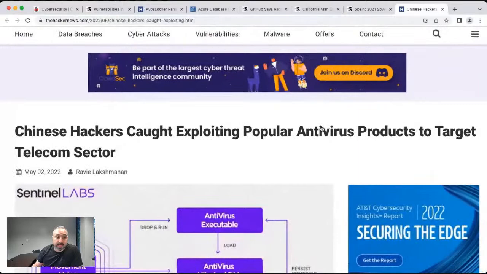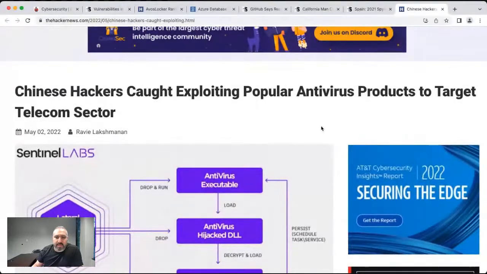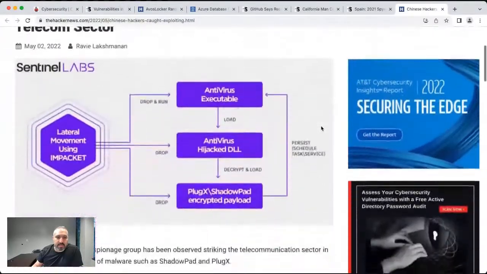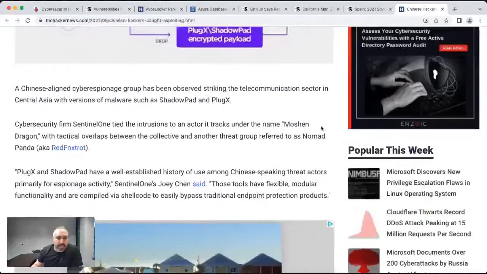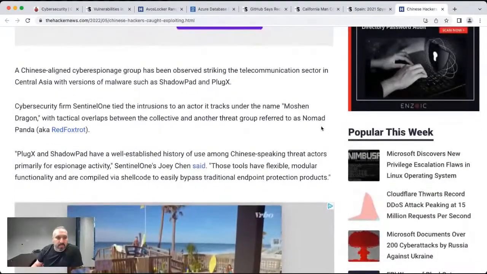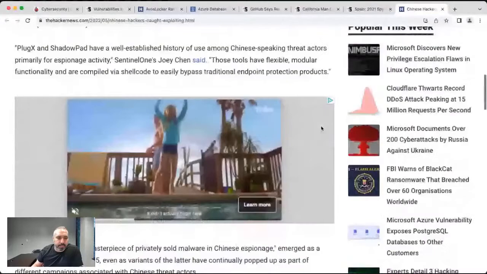And finally, China, back at it. We've been hearing so much about Russia. Well, China is caught exploiting popular antivirus products to target the telecom sector, according to SentinelLabs. A Chinese-aligned cyber espionage group has been observed striking the telecom sector in Central Asia with malware like ShadowPad and PlugX. SentinelOne tied the intrusions to an actor it tracks under the name Moshen Dragon, with tactical overlaps between the collective and another threat group referred to as Nomad Panda.